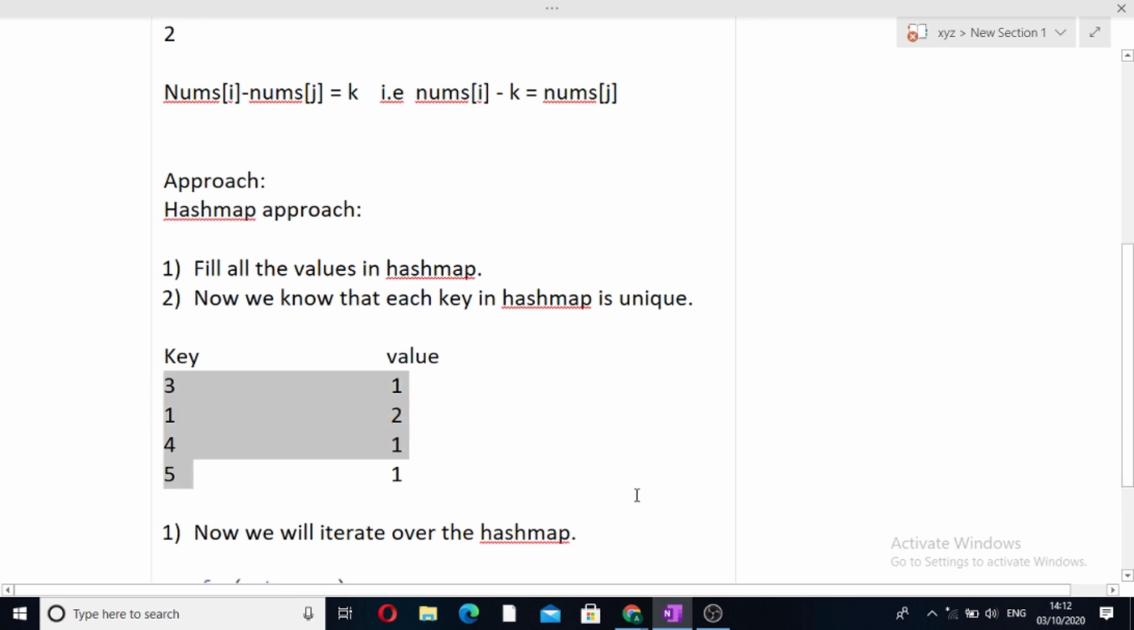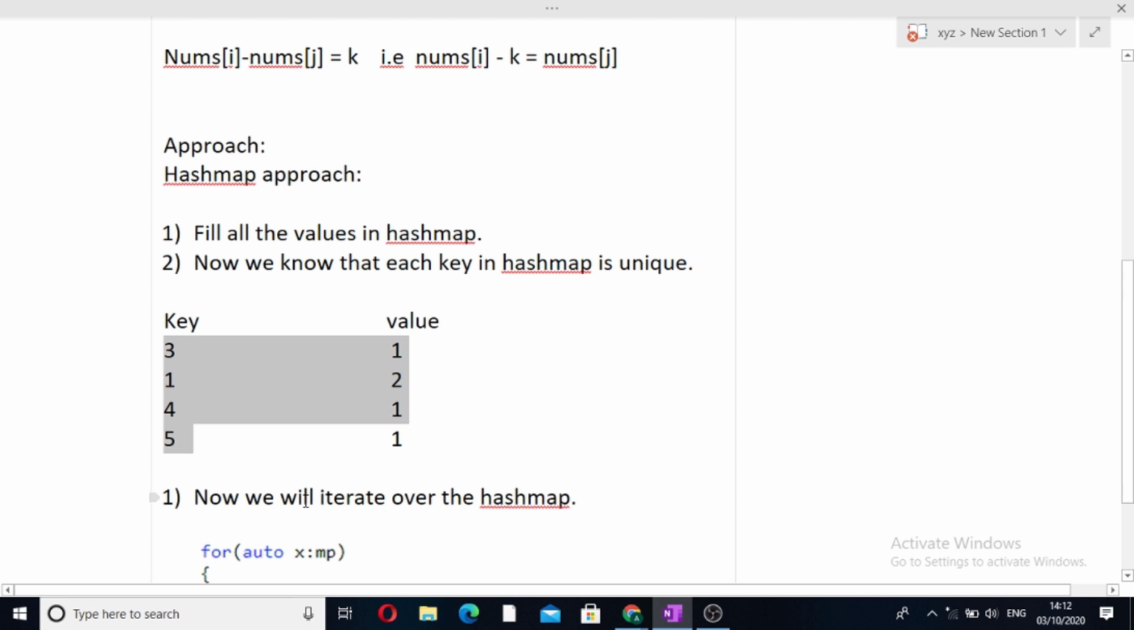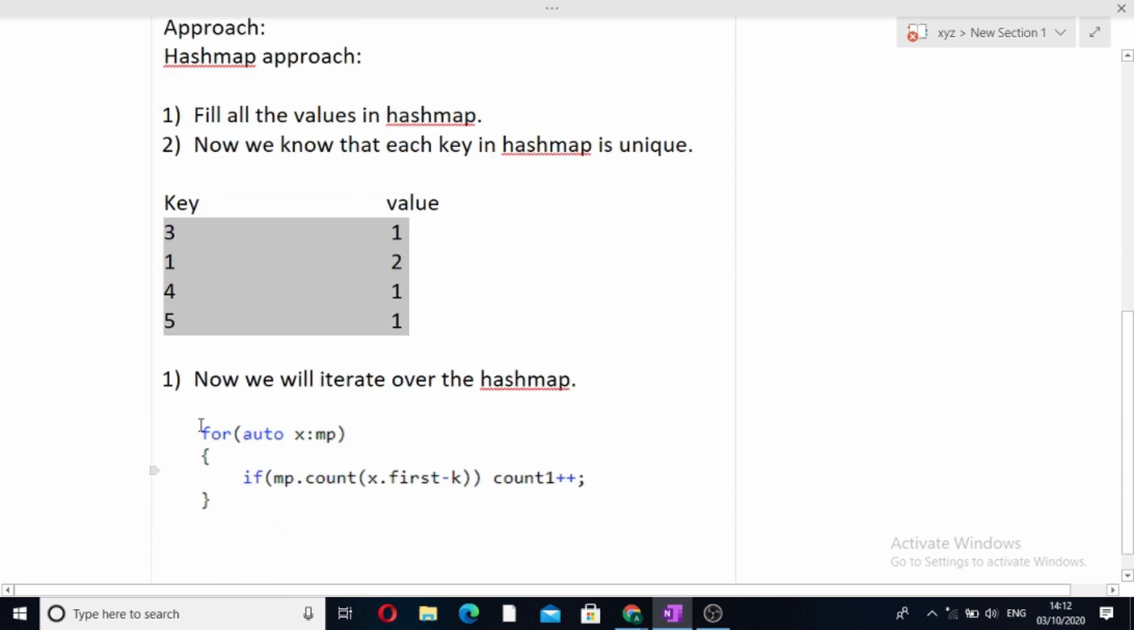So now we will iterate over the hash map. This is our hash map. We will iterate over the hash map using a loop, and we are using this for loop to iterate over it. Now what we will do: if mp.count(x.first minus k).